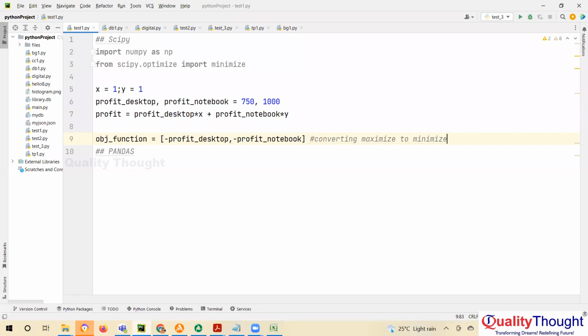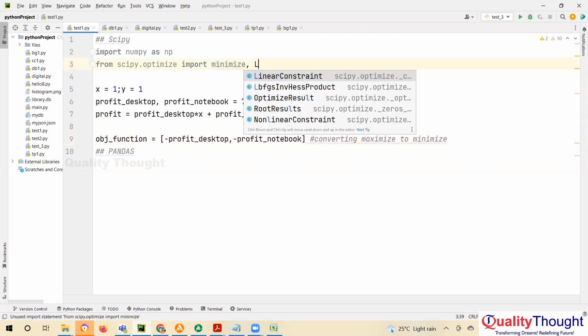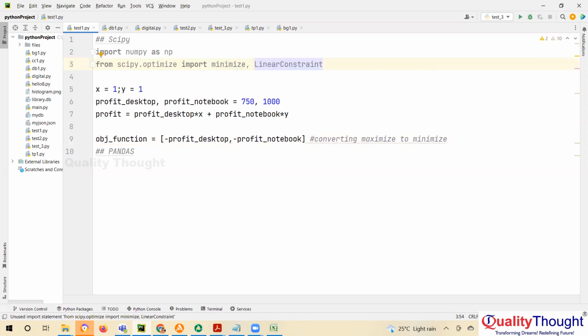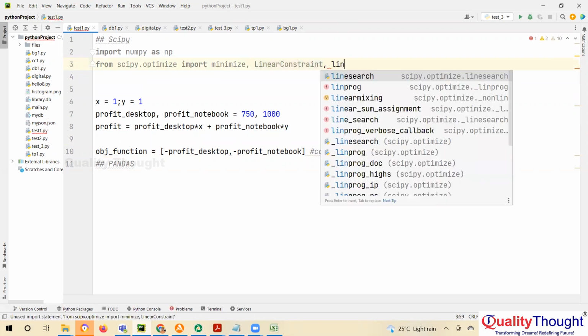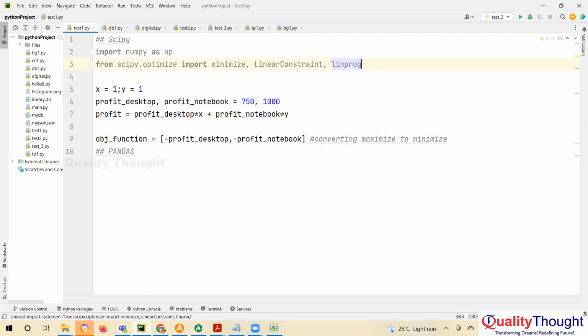The next thing is we have to find constraints. We have another function here called linear constraint, using which we need to pass the constraint. Since this is a linear optimization problem, we'll also import linear programming. Desktop profit is 1000, no, sir? Sorry, the reverse.